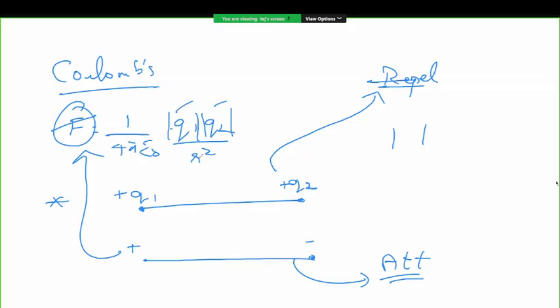Now let's get a little deeper into the same formula. Q1, Q2 we spoke about. R is nothing but the distance between both the charges. Can distance be negative? 100% cannot be negative, which means the denominator is positive. Okay, positive things are there.